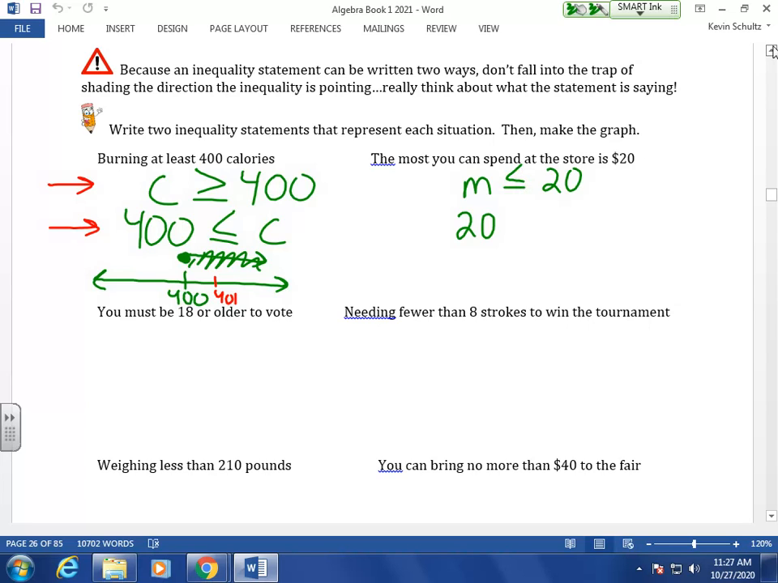Okay. But then we can flip that around and say, well, if the money you can spend is less than or equal to 20, that means 20 is greater than or equal to the amount of money you can spend. Both of those inequalities say the same thing. But the graph is the same for both of them regardless. 20 is our solution number, what we care about. It's going to be a closed circle going to the left.